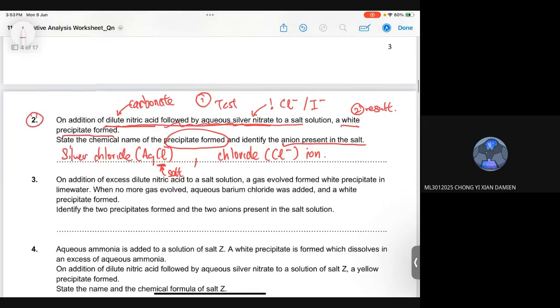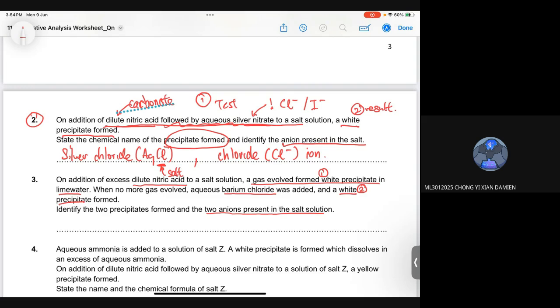Okay. Now question 3 gets a little bit interesting because if you read the question carefully, they tell you that actually there are 2 anions present in the salt solution. Okay, so let's look at the first one. On addition of excess dilute nitric acid, a gas is evolved which forms a white precipitate in lime water. So I got my first precipitate here. After that, when no more gas evolves, I add barium chloride and another white precipitate is formed. This is white precipitate number 2.